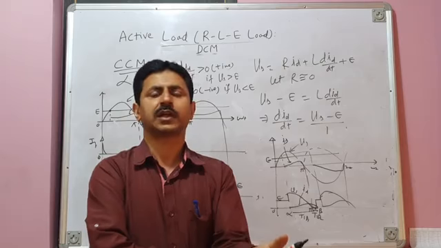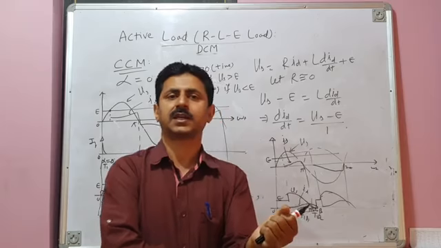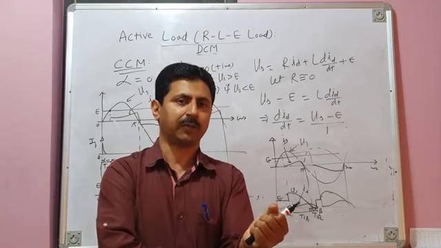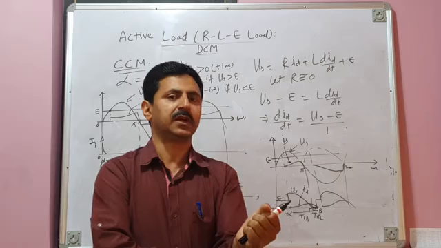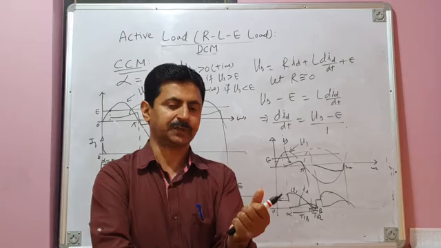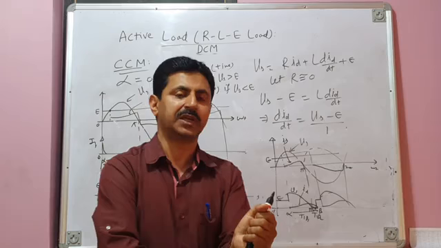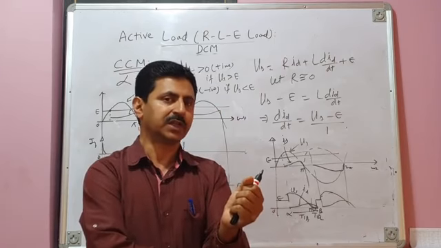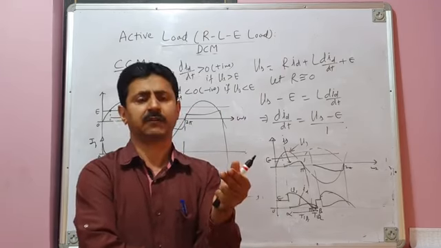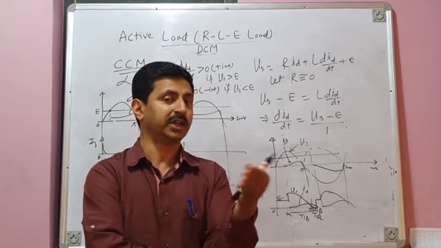In the discontinuous conduction mode of operation, we have identified three intervals. First is the thyristor conduction interval, that is from alpha to pi, during which period load voltage is equal to source voltage. It is the positive segment of source voltage. And then the freewheeling interval from pi to beta, during which period your load voltage is zero. And then the coasting interval, beta to pi plus alpha, during which period your load voltage is equal to E.